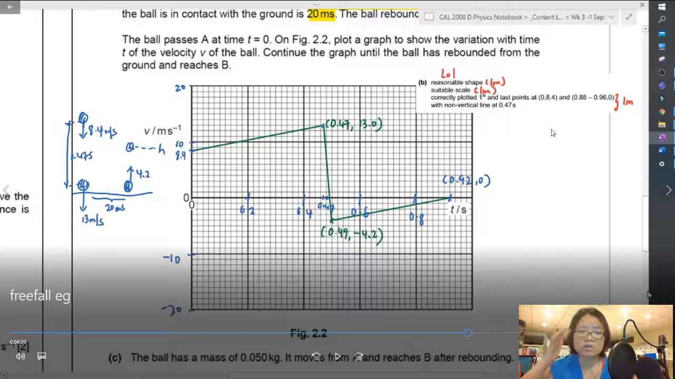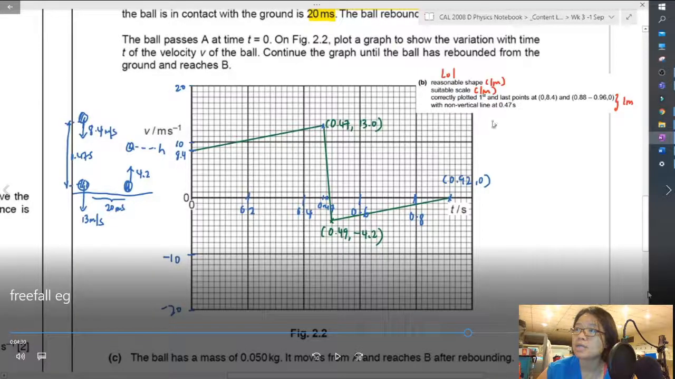Okay, of course you can use your SUVAT and calculate, because you have your u 4.2, you have your v 0, you also have your acceleration, which is -9.81, and the only thing that you need to find is the value of t. How long did it take for you to hit here? Not so much h, but t.